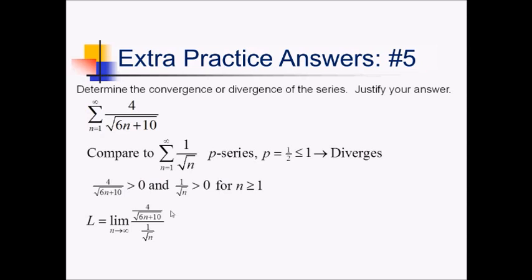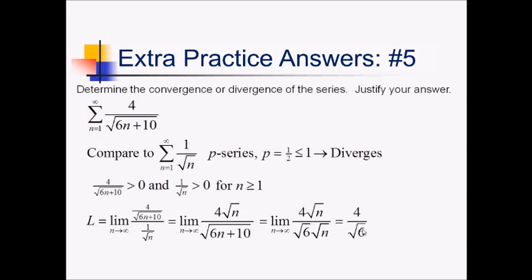In my numerator, I've got 4 radical n, and in the denominator, I have the radical 6n plus 10. Now, as n approaches infinity, I can forget about this plus 10 inside here. I still have the square root of 6n, though, which I'm just going to take a moment to split up into radical 6 times radical n. Now that I've done this, I can clearly see that these radical n's are canceling, so I just end up with a limit of 4 over radical 6, which I'm not going to bother simplifying.